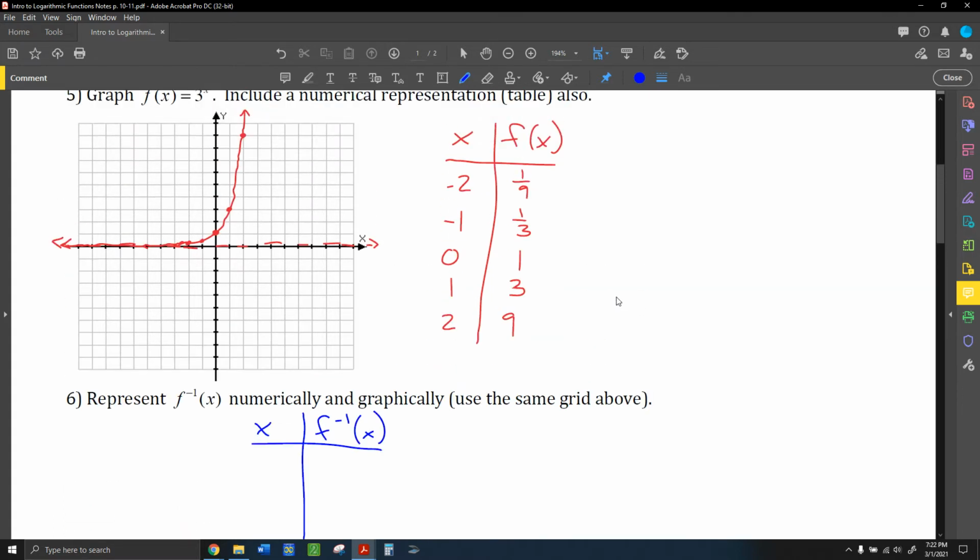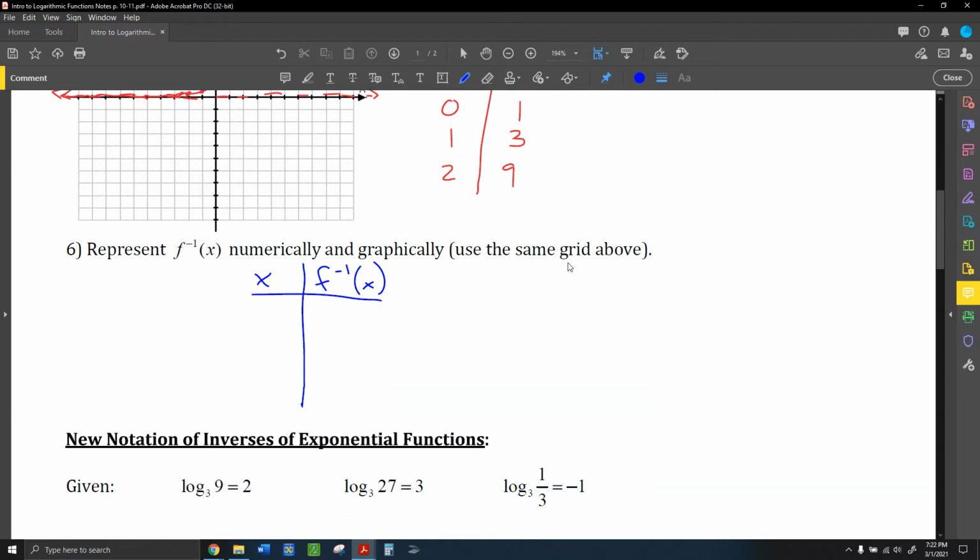So then if we're constructing a table of values, all of our outputs would now be inputs. So we would be going from 1/9 to 1/3 to 1 to 3 and to 9. And for the inverse, the outputs would be the inputs from the original. So we have -2, -1, 0, 1, and 2. Now go ahead and plot these points.